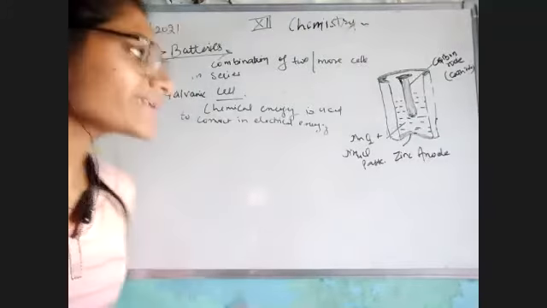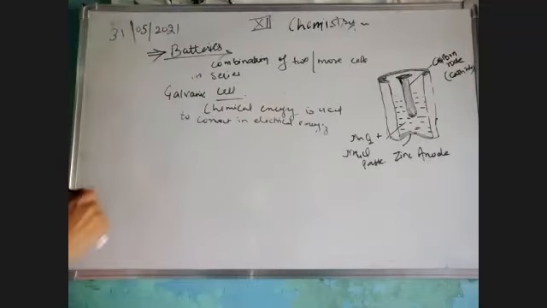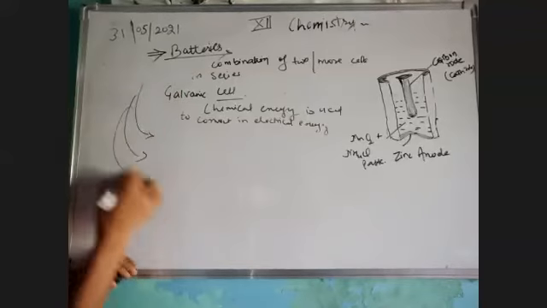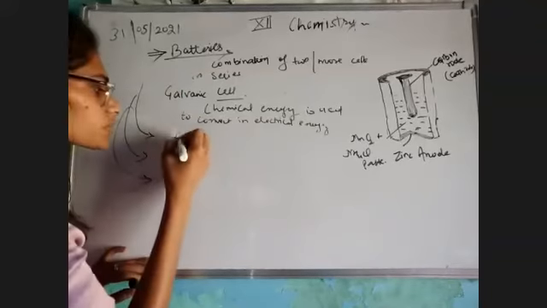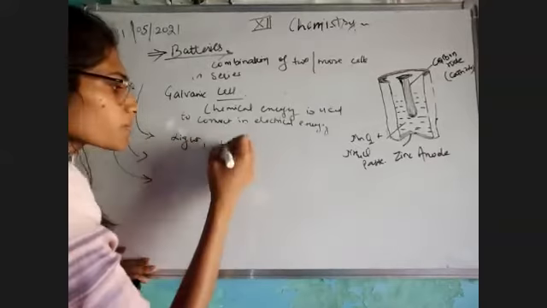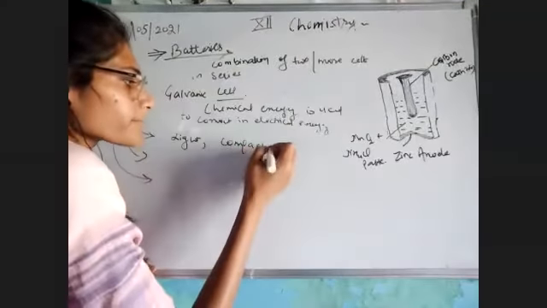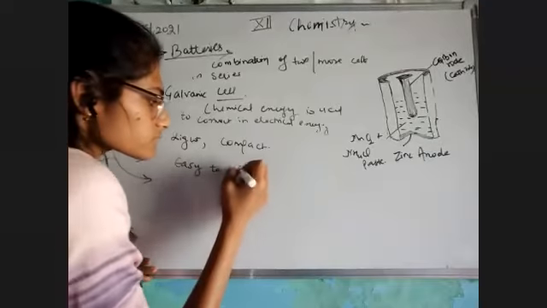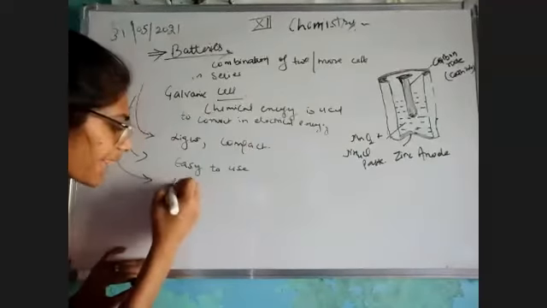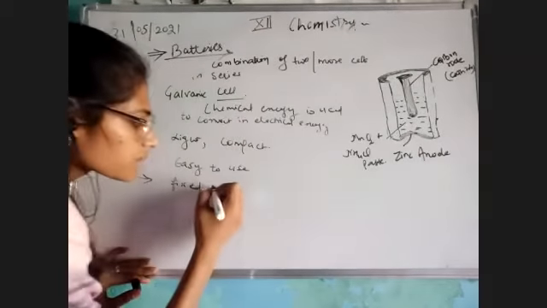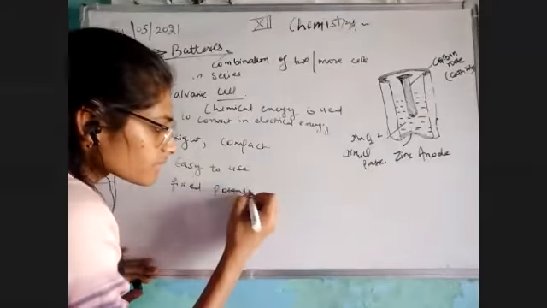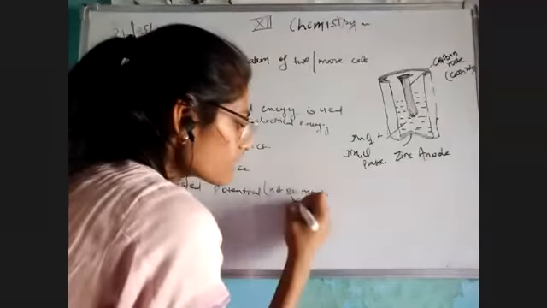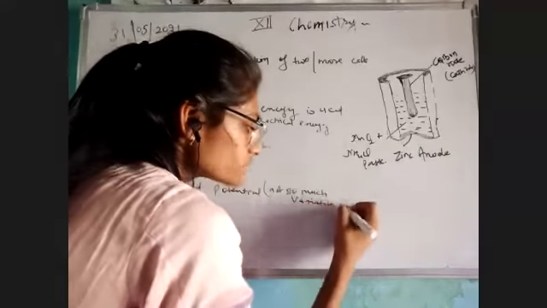But the point here is, if I'm talking about a battery specifically, it must have some special points. The first point is it should be light, it should be compact, or it should be easy to use, and it must have a fixed potential, that is not so much variable potential. What does that mean? Not so much variable potential.